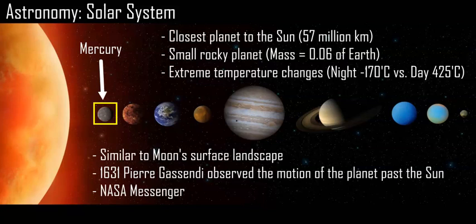It was discovered or seen by telescope by Pierre Cassini in 1631, and NASA sent a Messenger probe and sensors to the planet for 3 years between 2008 and 2011 to gather data. So this is a great, awesome planet to start with, and the closest to the Sun.